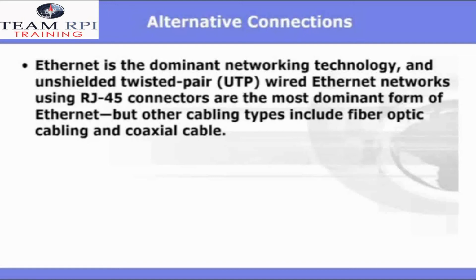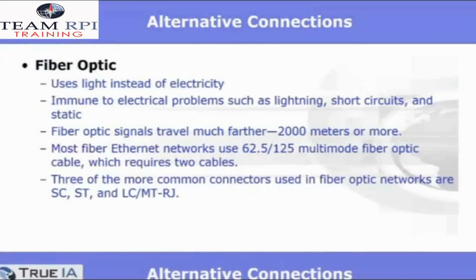While Ethernet is the dominant networking technology of today, it uses a standard unshielded twisted pair, or UTP, for its wired connections with an RJ45 connector. However, there are other cabling types that you should be familiar with, like fiber optics and coaxial cable.